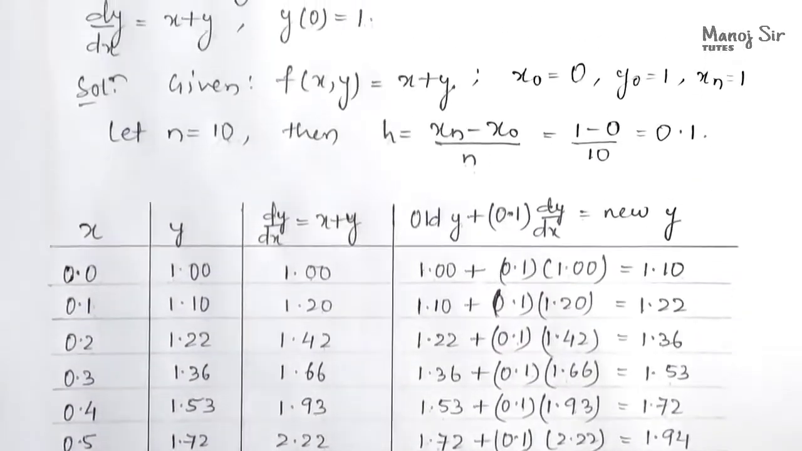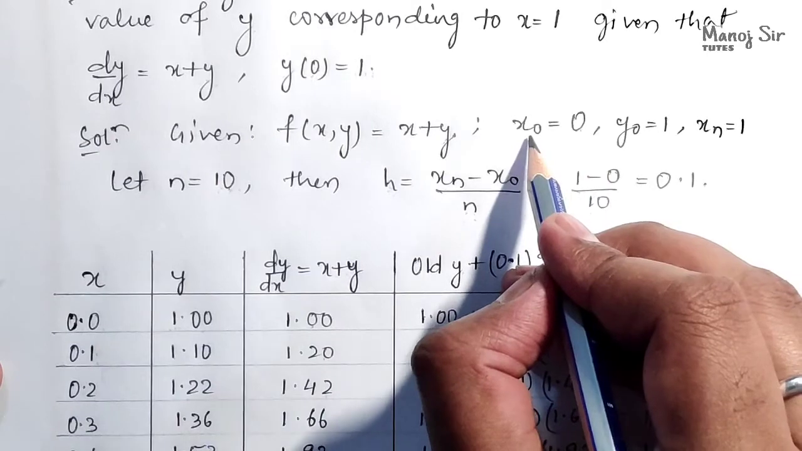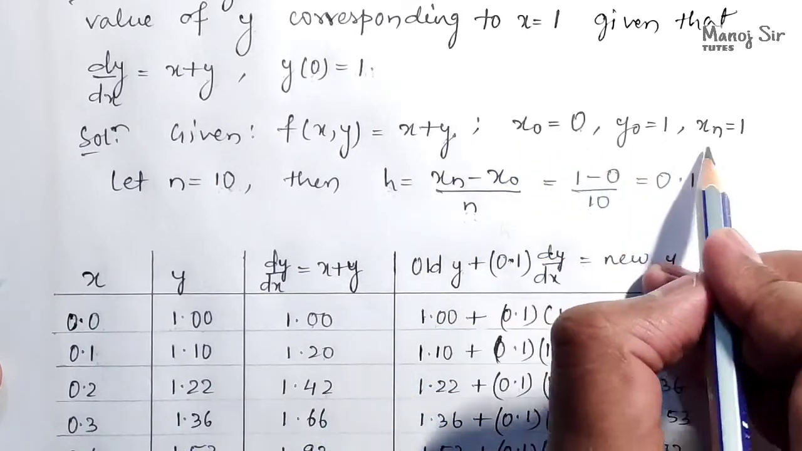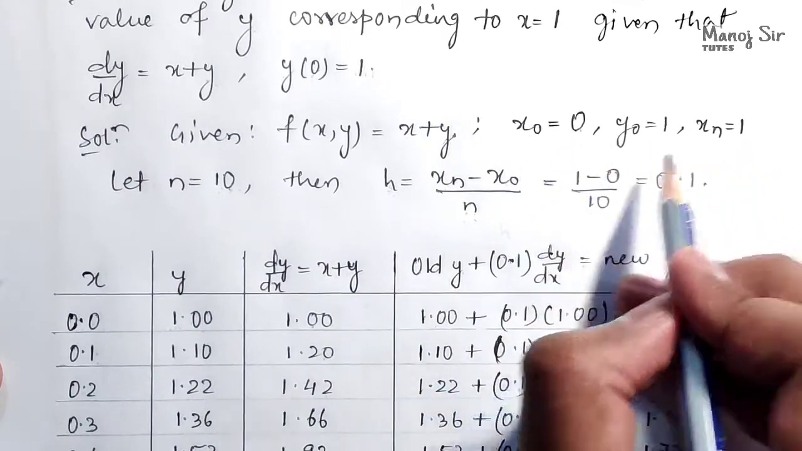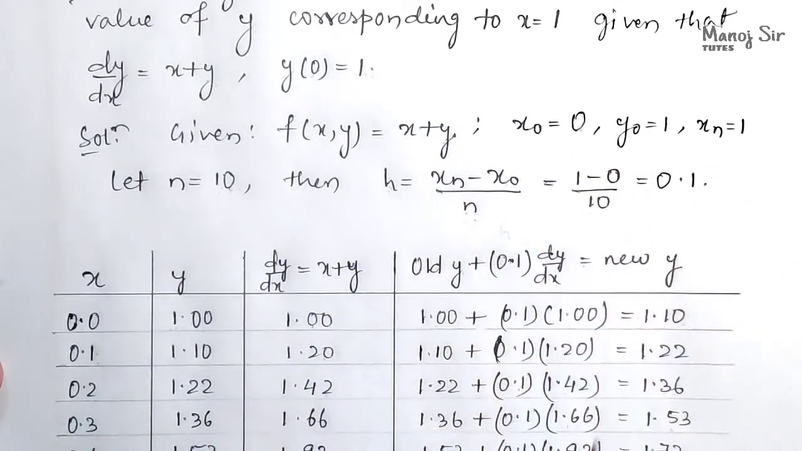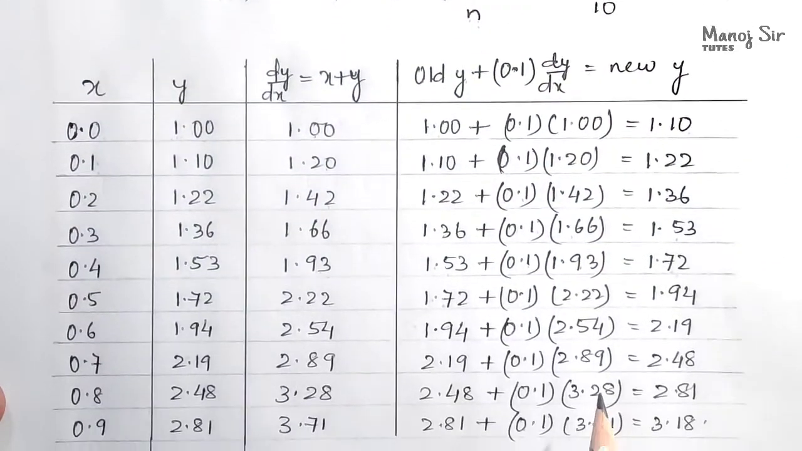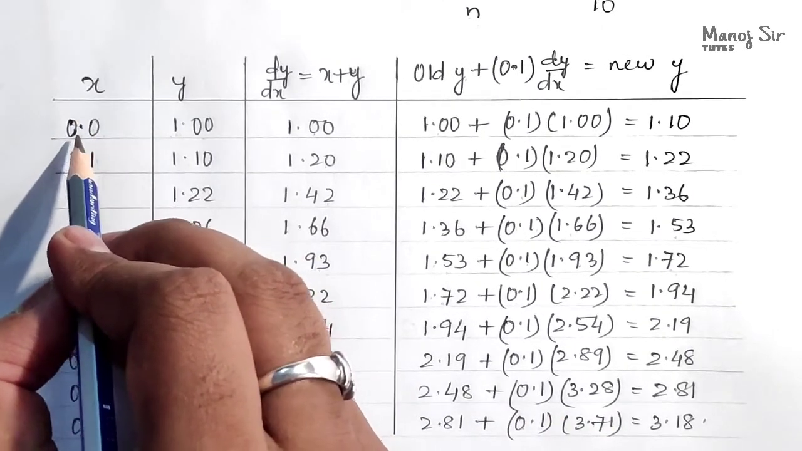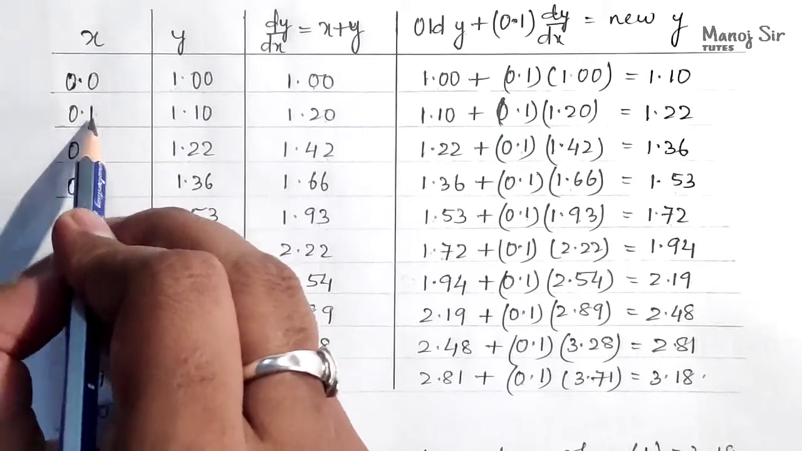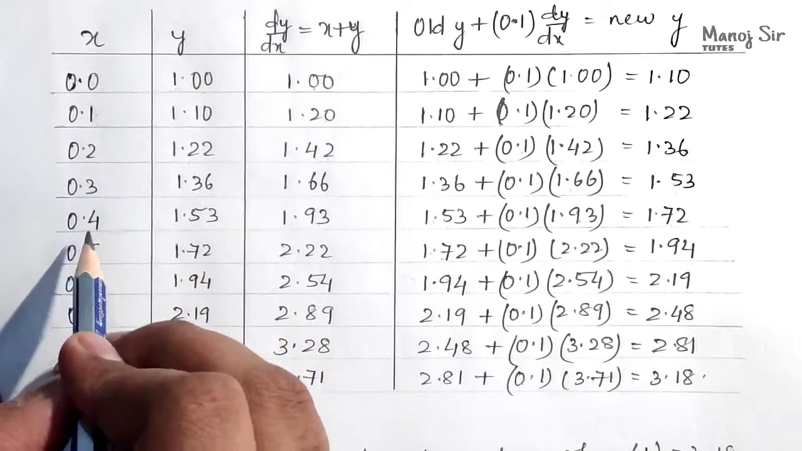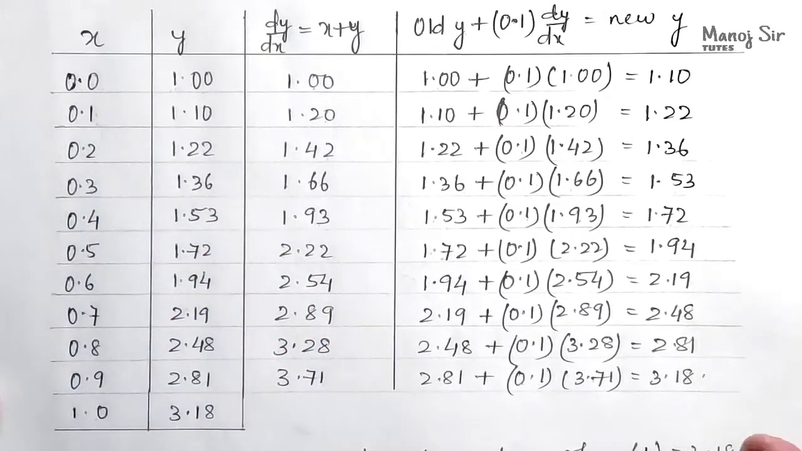Okay, here you can see the starting value of x is how much? 0. And the value of x ranges from 0 to 1, and the interval size is how much? 0.1. So x ranges from 0 to 1, like this: 0, 0.1, 0.2, 0.3, 0.4, up to 1.0.